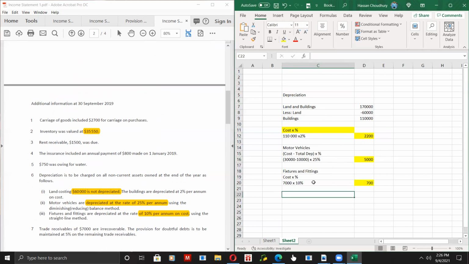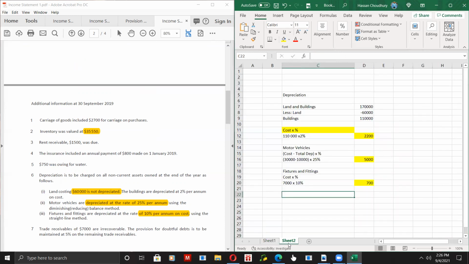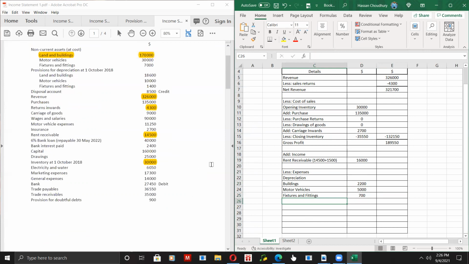So now we've got 3 depreciations done. We can put that down. Buildings was 2,200, this one is 5,000 and this one is 700, right? So now we can go for the next expenses. You can see carriage outwards. Out of 9,000, 2,700 is inwards. The rest is outwards. So 9,000 minus 2,700 is 6,300, right?